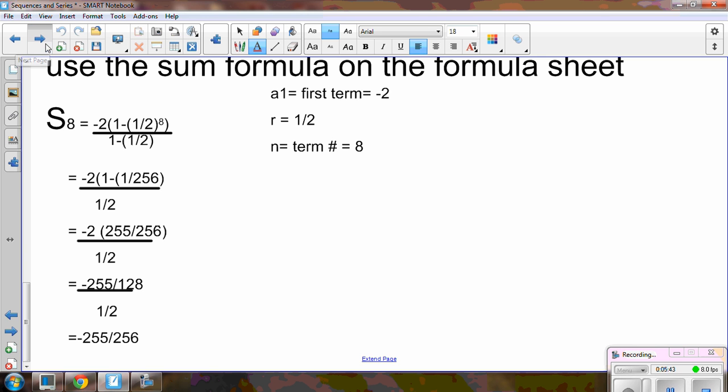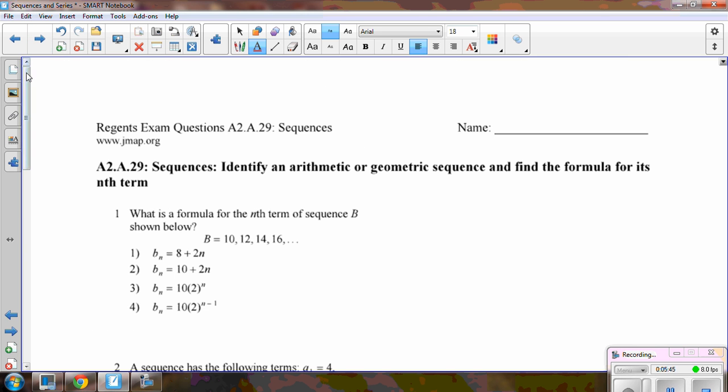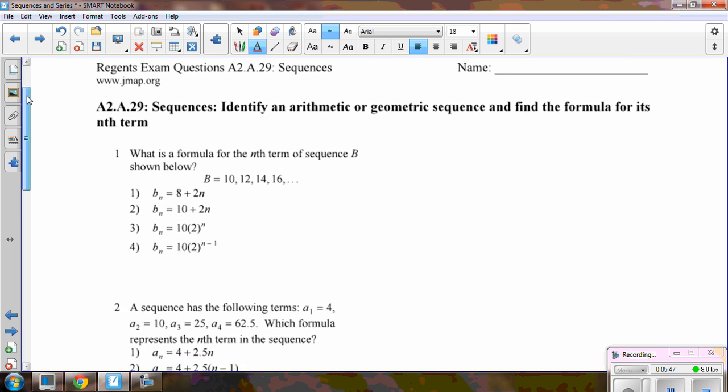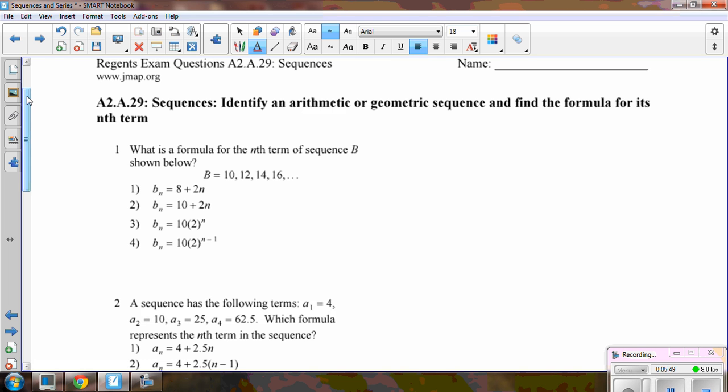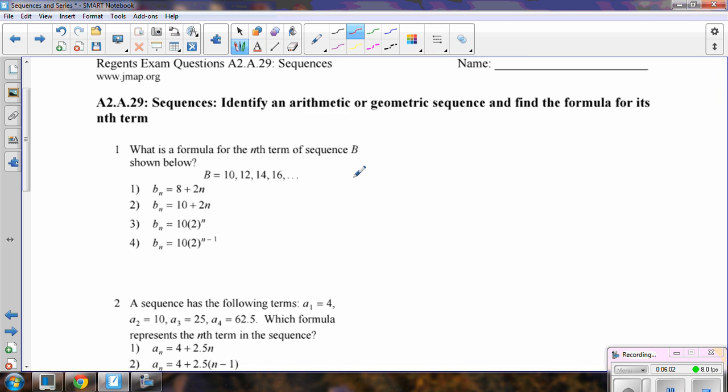Okay, moving on to a couple of Regents questions. Here is the sequences off the packet that I handed out in class. And so what is the formula for the nth term of the sequence B shown below? Now notice we know it's a sequence because it has commas. And we're going to use that formula that I gave you in the first video.